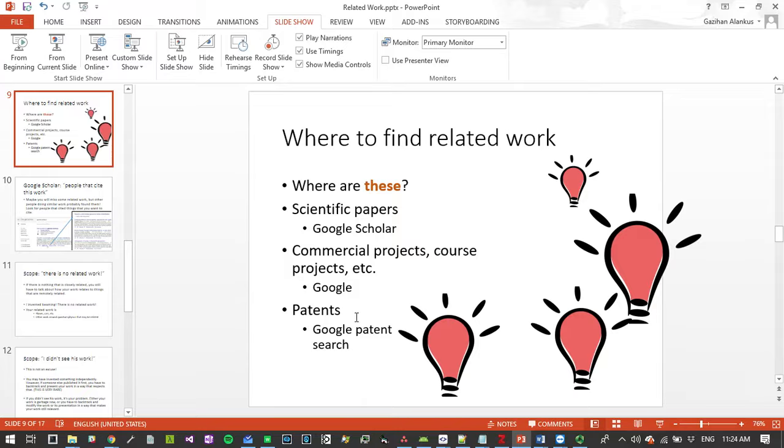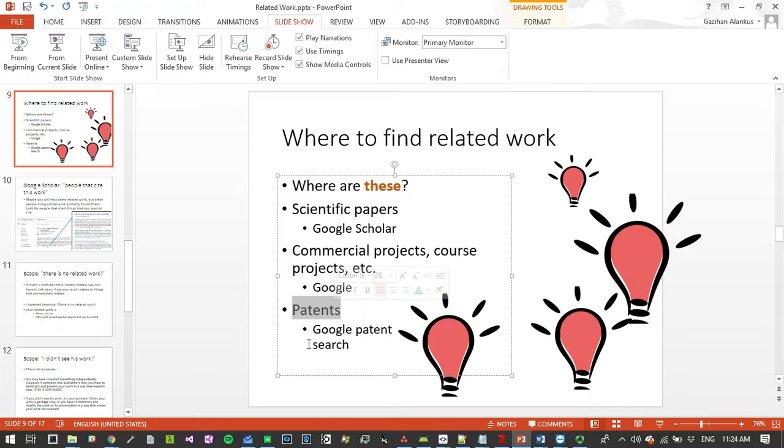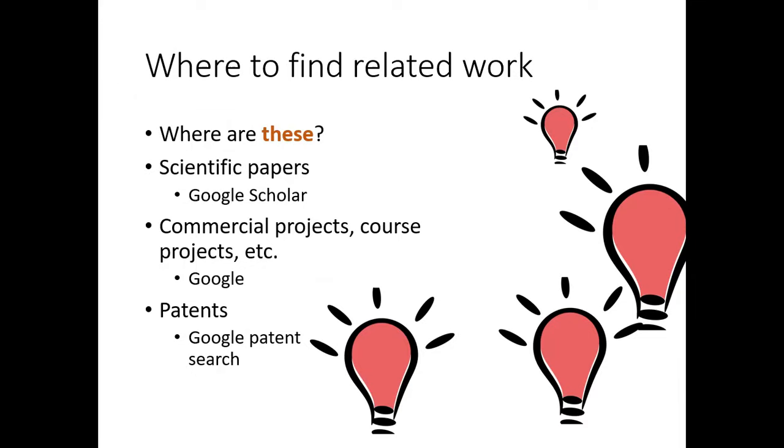Patents: you have an idea, you file a patent for it. When somebody wants to realize that idea, they have to pay you money. If you're not creating a commercial product, patents are okay to skip for our senior project, but in the future, this may be relevant to you. You should be aware of patents as well. But scientific papers as well as commercial products, whatever you can find on the internet that is related to your project, that's part of your related work.